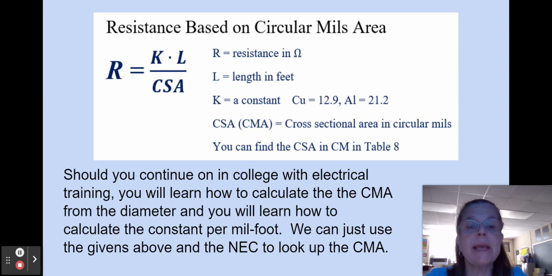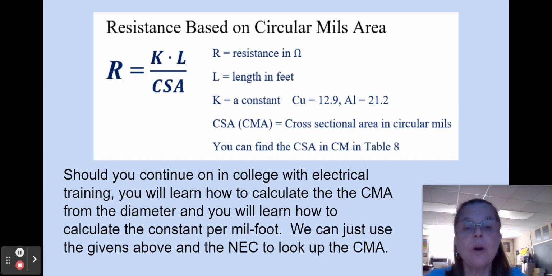CSA and CMA basically mean the same thing. CSA is cross-sectional area. CMA is circular mill area, and those two are often interchanged. So the cross-sectional area is actually measured in circular mills, and you can find that cross-sectional area in Table 8 of the NEC Code Book.